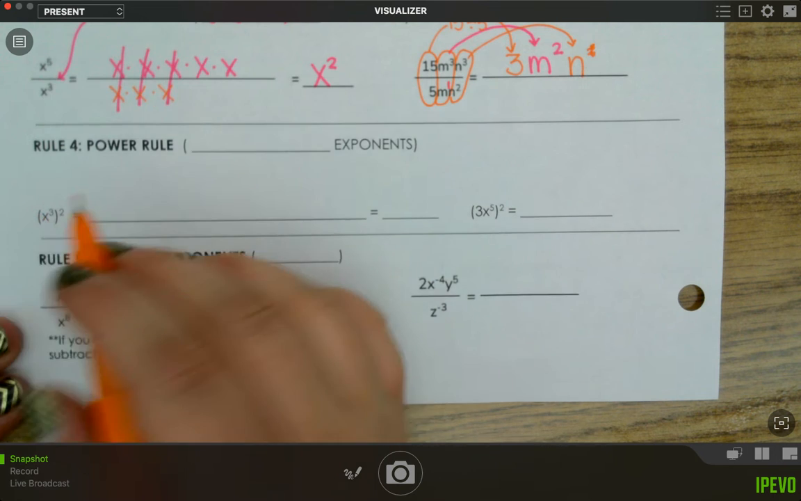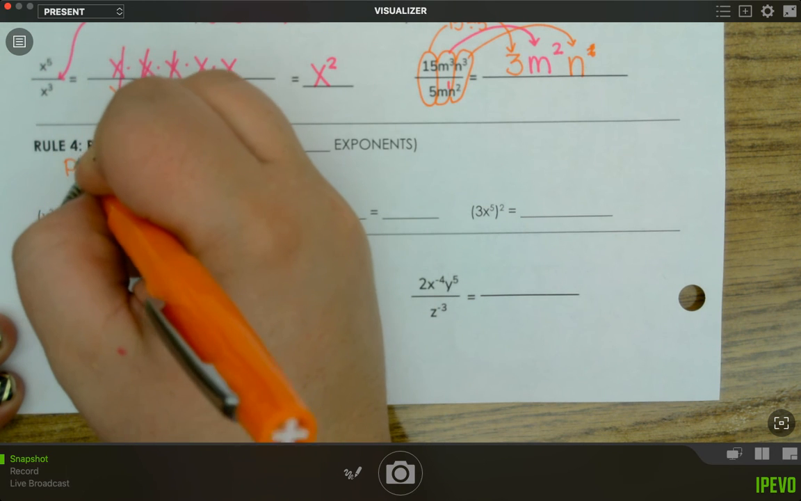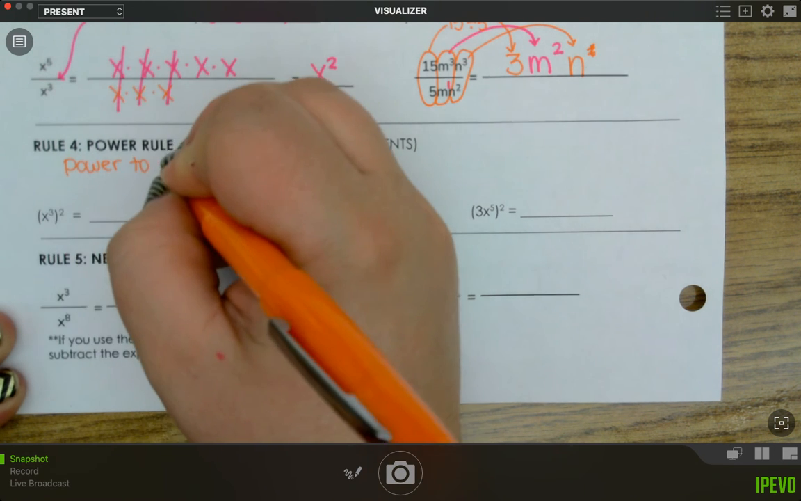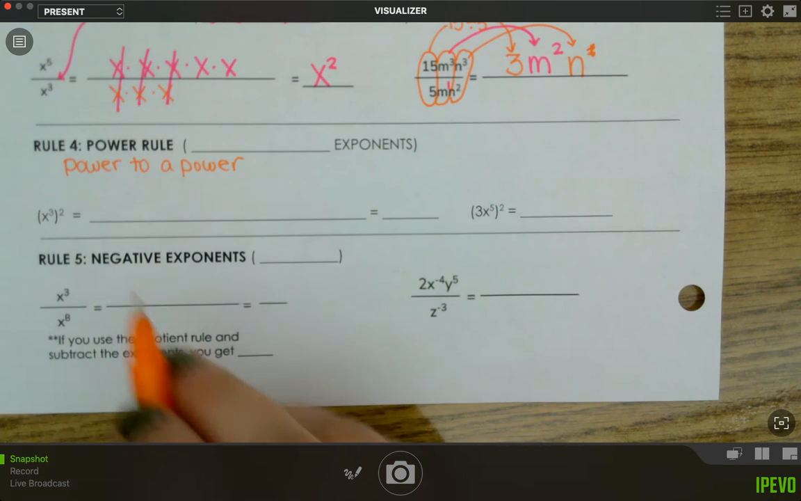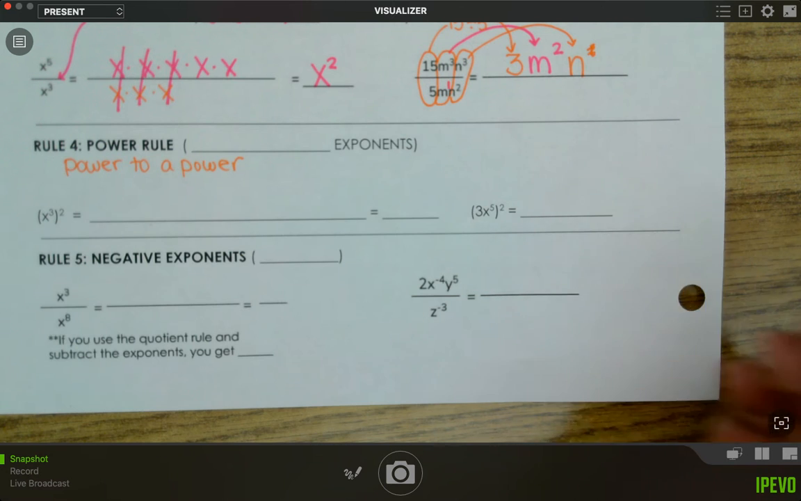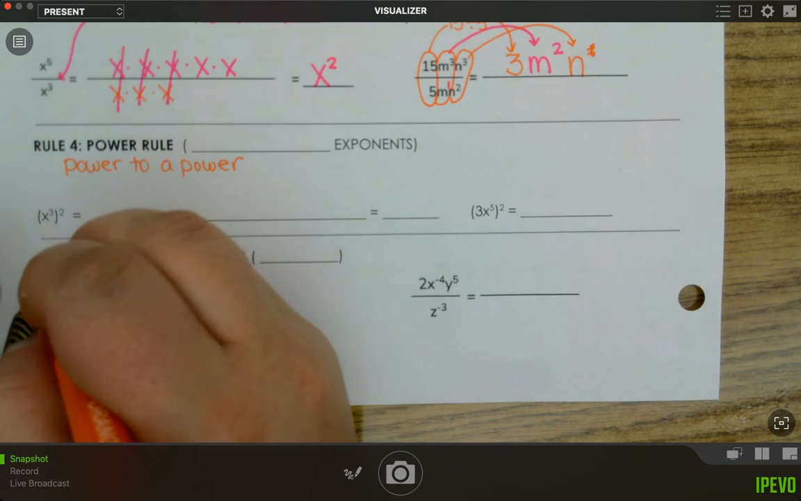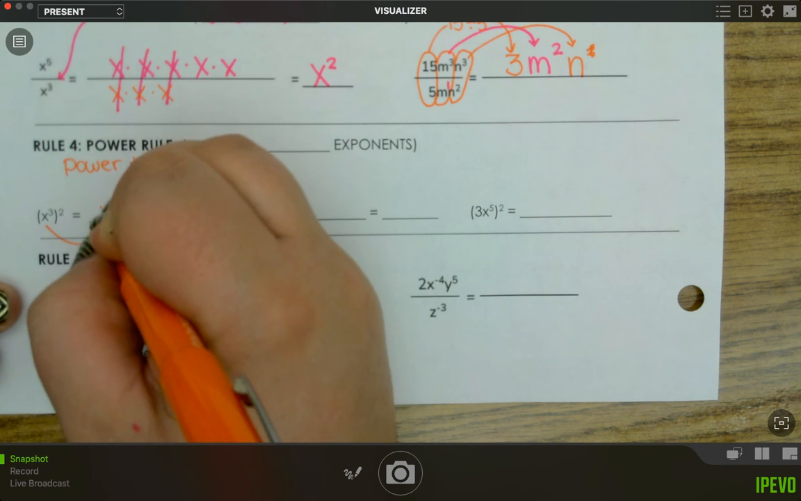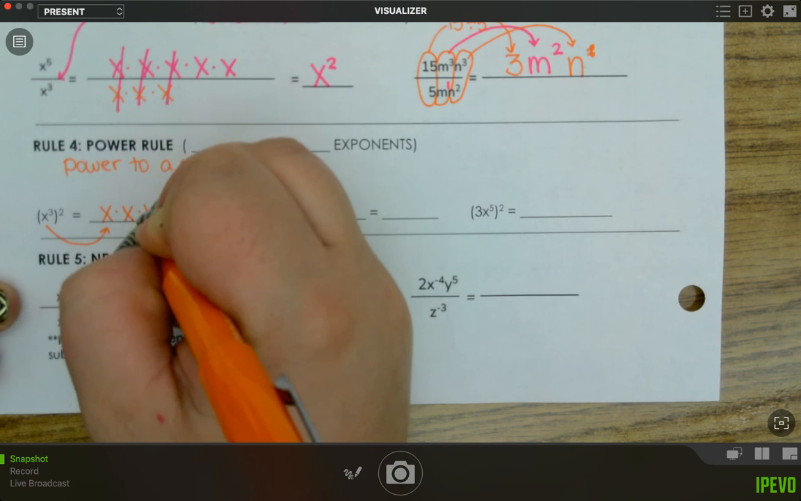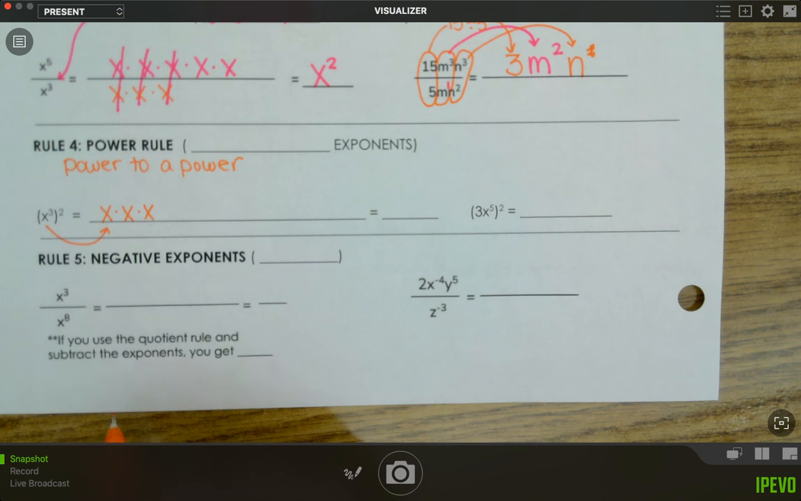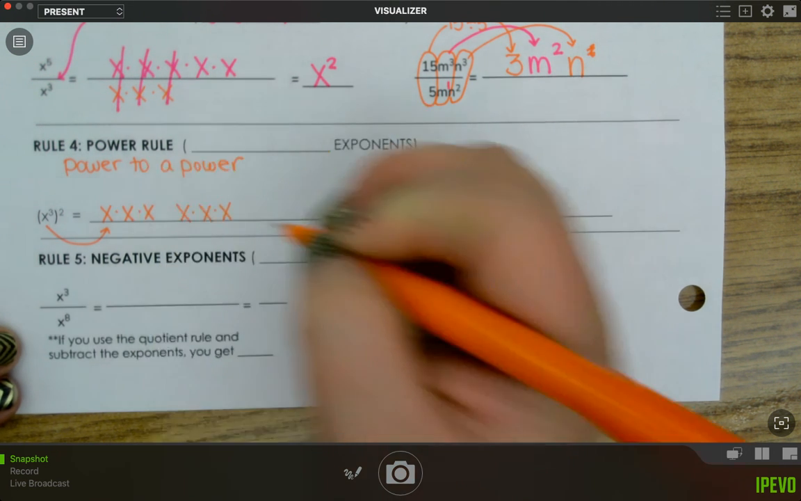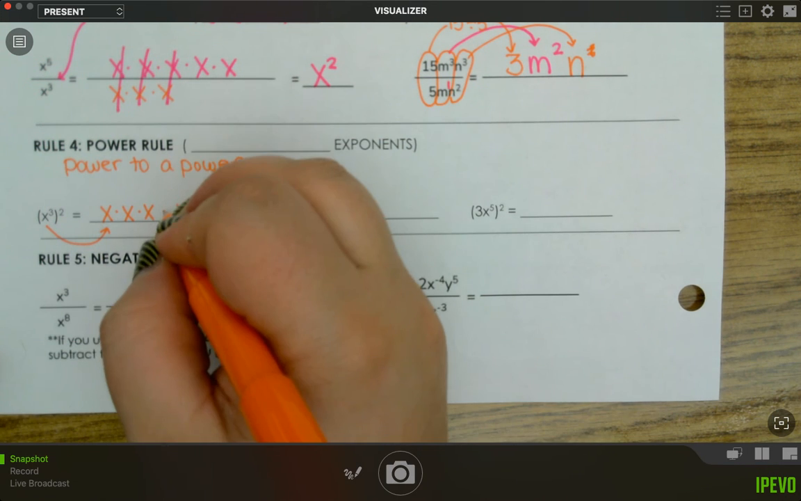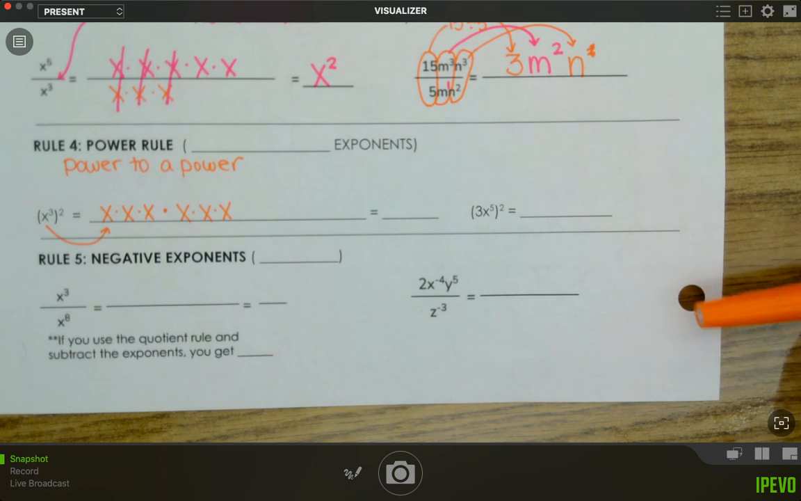This is when you have a power to a power. That's why it's called the power rule. So you go at x to the third to the squared. So there's two powers back to back. What this means is you would do x to the third, which is, by the way, 3 x's being multiplied, and you need to do that twice because it's squared. That means you multiply something by itself so that there's two of them.